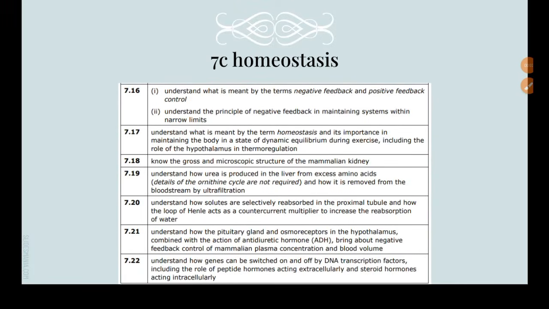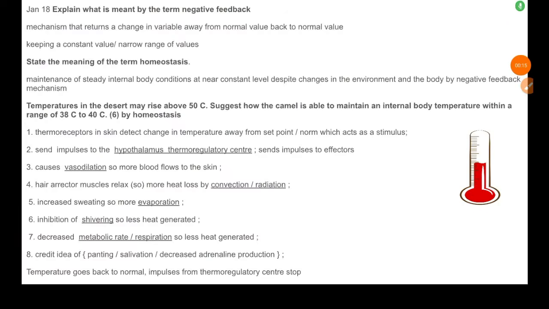In 7c homeostasis, we're going to discuss osmoregulation and thermoregulation, in addition to epigenetic modification from Unit 2 with the addition of peptide and steroid hormones. First, we have a question from January 18. Explain what is meant by the term negative feedback.